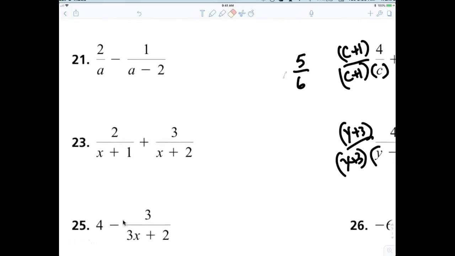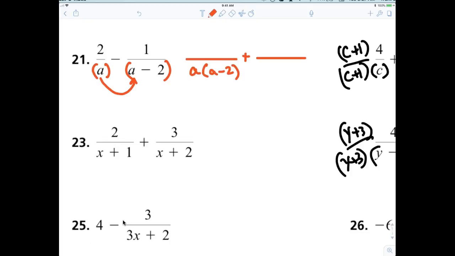Now, again, what I want to say now is that a and a minus 2 are individual quantities. The first a has nothing to do with the second a. Do we agree with that? All right, so what would the common denominator be? Okay, now those of you who said a minus 2, that's a common mistake. What you're doing is you're equating this a and this a. They're completely different. All right, so the common denominator is actually a times a minus 2.